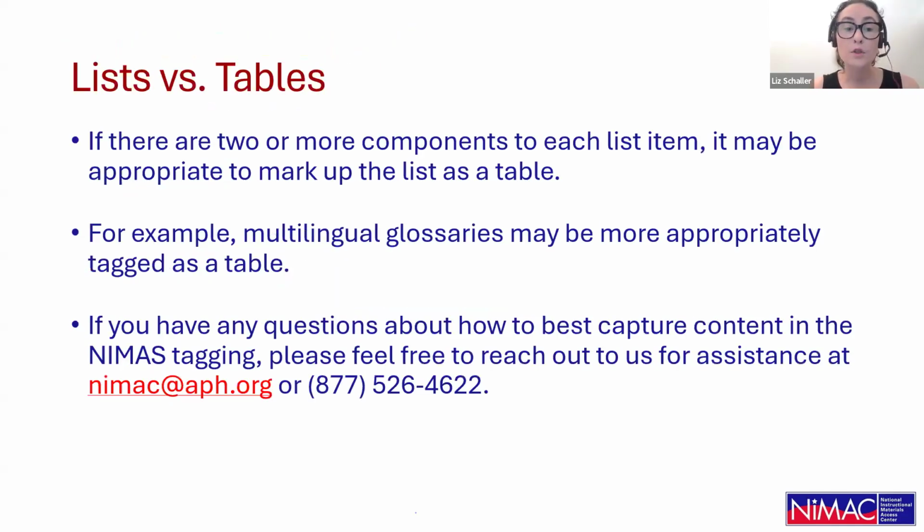If you do have two or more components to each list item, again, it might be appropriate to mark up the list as a table. And one of the most common examples we see of this is for multilingual glossaries. So if you do have an English and Spanish glossary at the end of your book, instead of using the definition list tag, you may want to utilize a table instead. Again, this kind of depends on the layout of the book and how the entries are formatted, but it's up to you. You can certainly tag that content as a table instead.